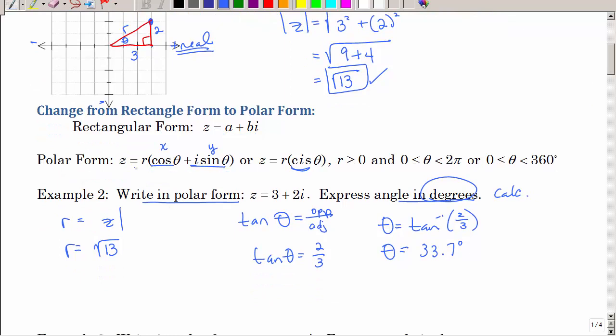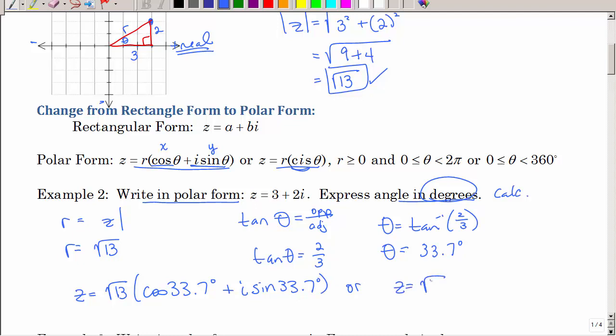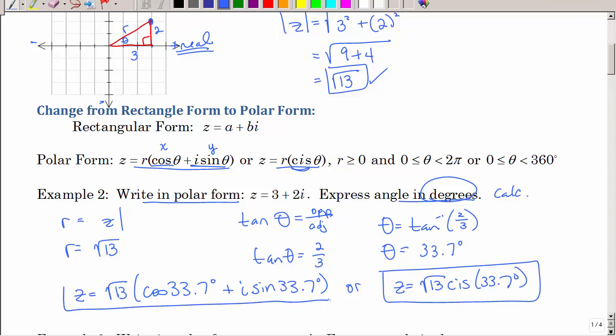Now I'm not quite finished. We need to write it in polar form. So we can write it with the cosine theta, i sine theta, or we can do the shortcut. So we have z equals r, which is the square root of 13, times the cosine of 33.7 degrees, plus i times the sine of 33.7 degrees. Or we could have the square root of 13 times the cis, and remember that's just cosine i sine, of 33.7 degrees. Either one of those is acceptable. We've expressed our answers in degrees and we've written it in polar form.